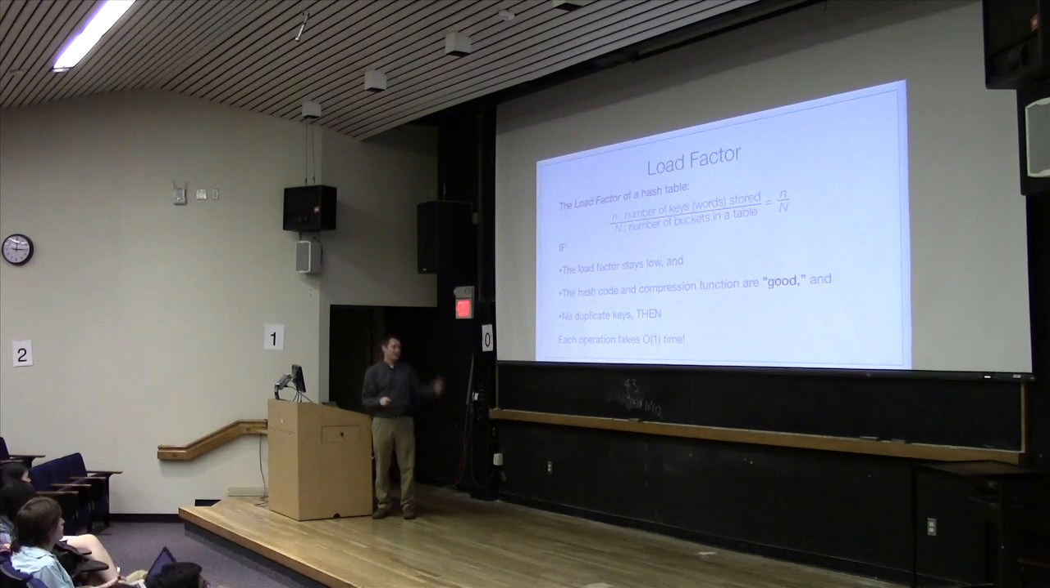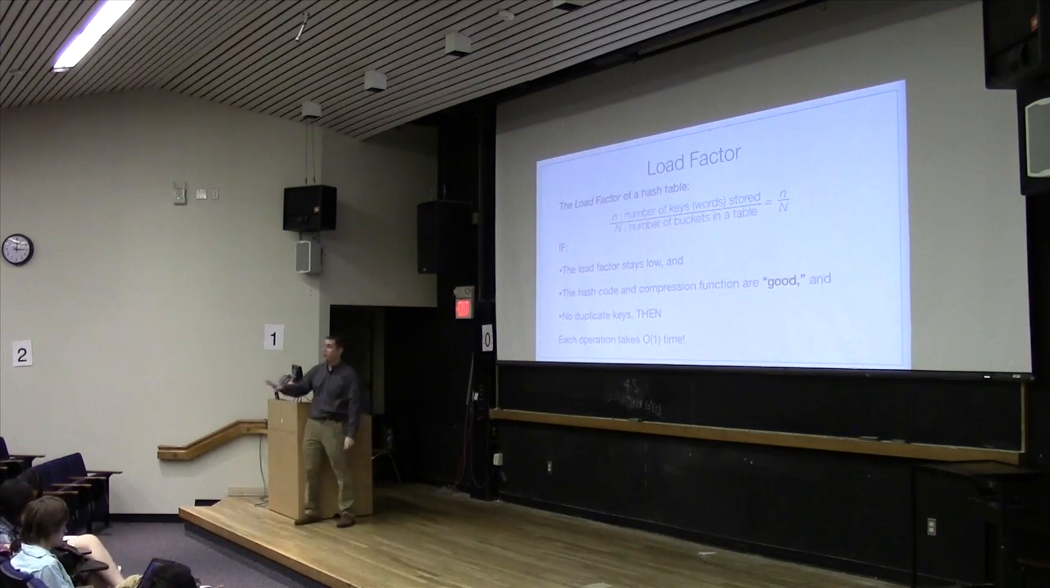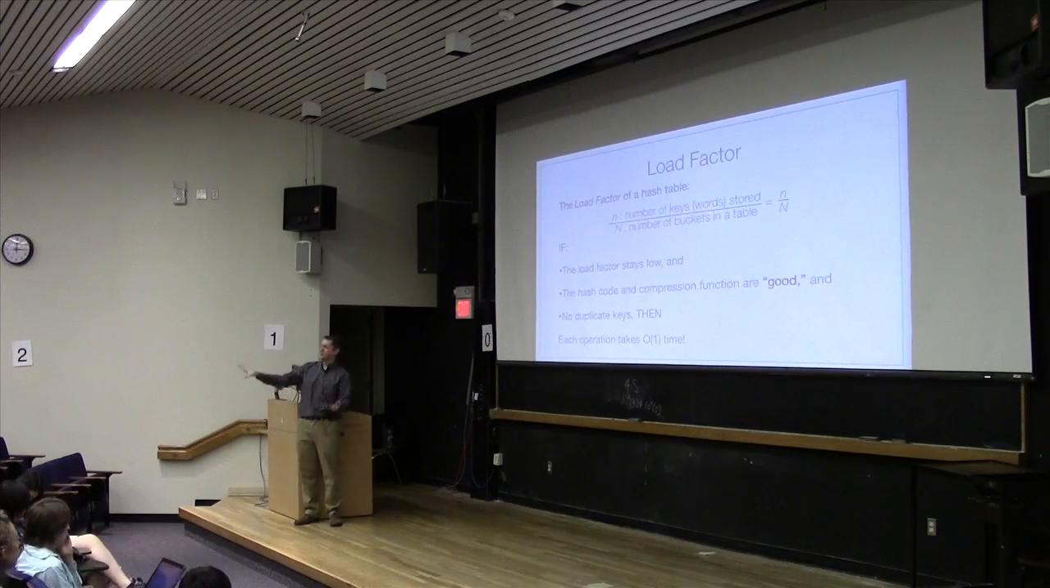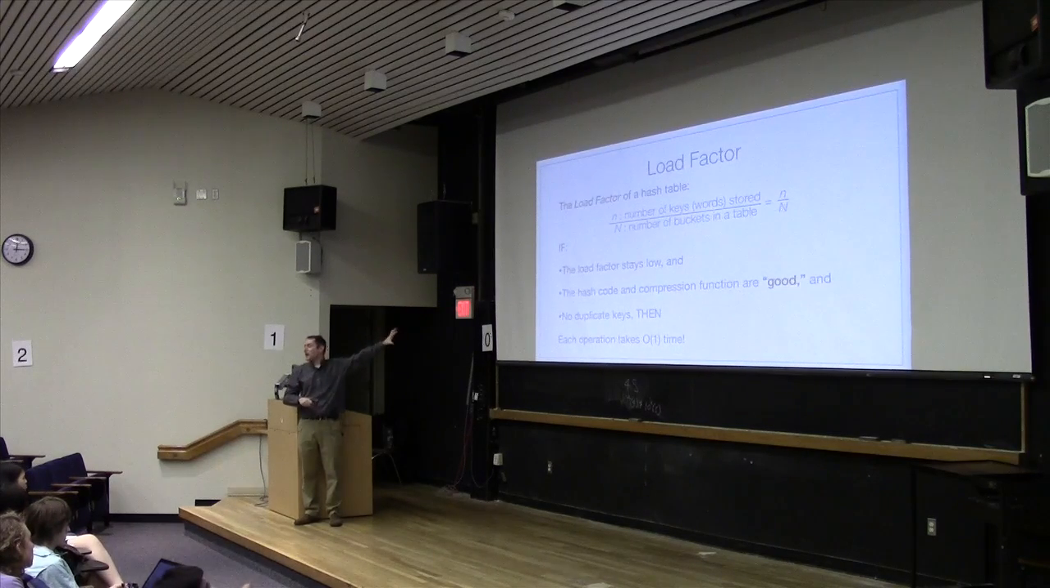Or you have to make the hash code good for some definition of good. I'll show you in a second some poor hash functions. And you also don't have duplicate keys, because that actually changes the process again. Then you're going to get this order 1 behavior, as long as you meet these requirements.